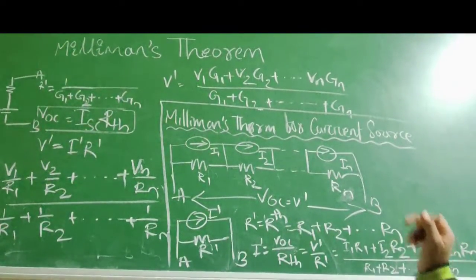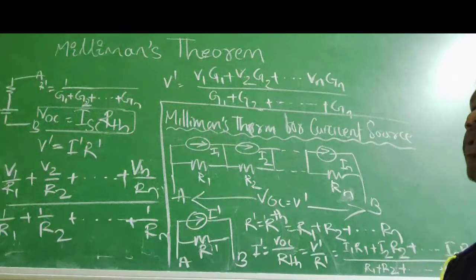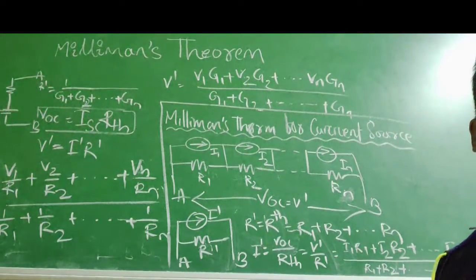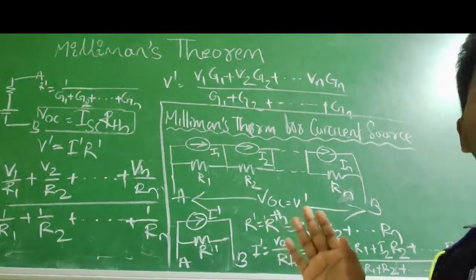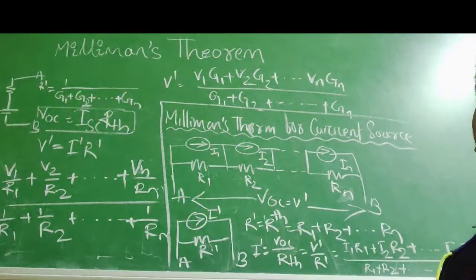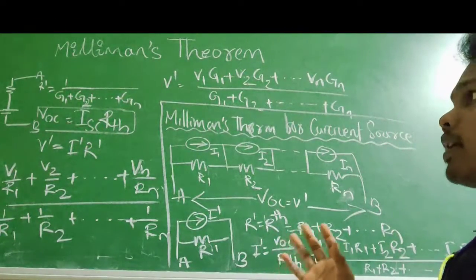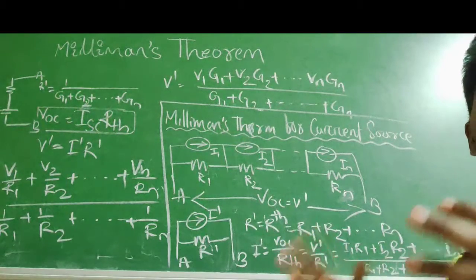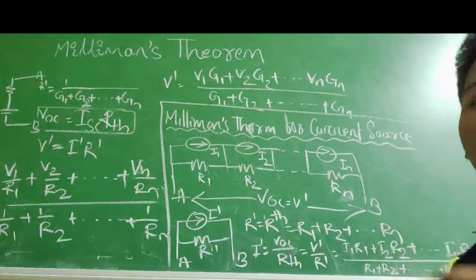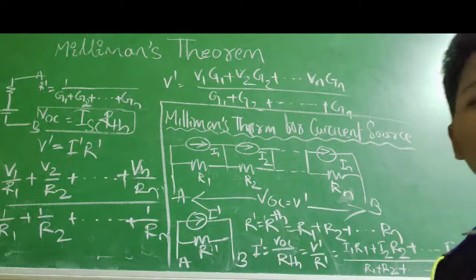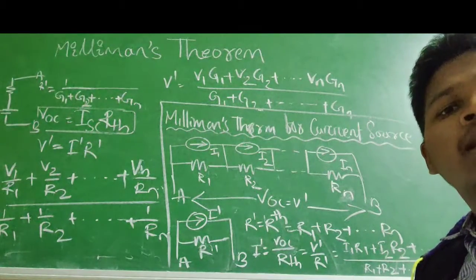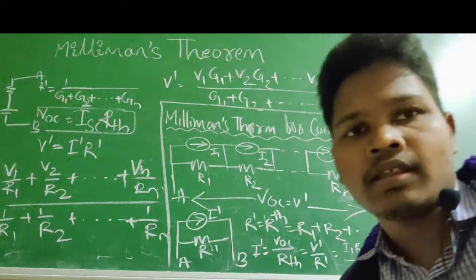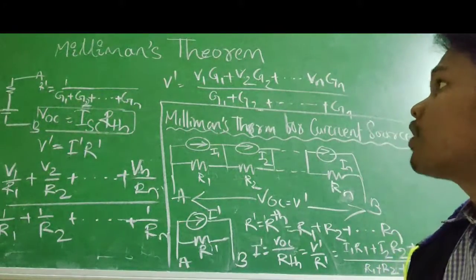Okay, so this is your equivalent voltage source and equivalent current source in Millman's theorem. So it is quite easy to convert any complex network connected in series or parallel to an equivalent voltage source or current source with parallel and series resistance. Okay, so it is up to you.